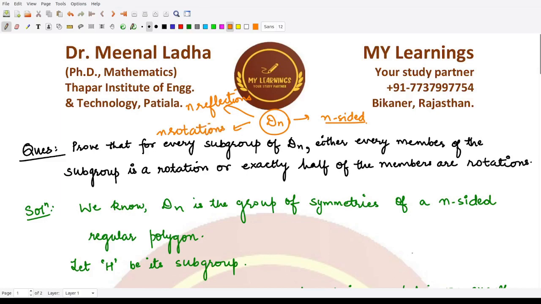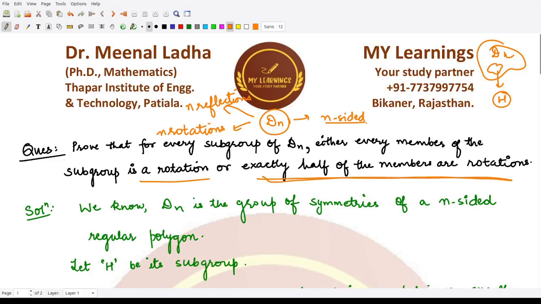Now what we are doing is taking a subgroup from this group Dn, which we are calling H. For this subgroup, we have to show that either all the members are rotations or exactly half of the members are rotations. The case that is not possible here is that all the members are reflections. Why? Because you would definitely have the identity element, which is R0, rotation by 0 degrees, correct? So that case is not possible.